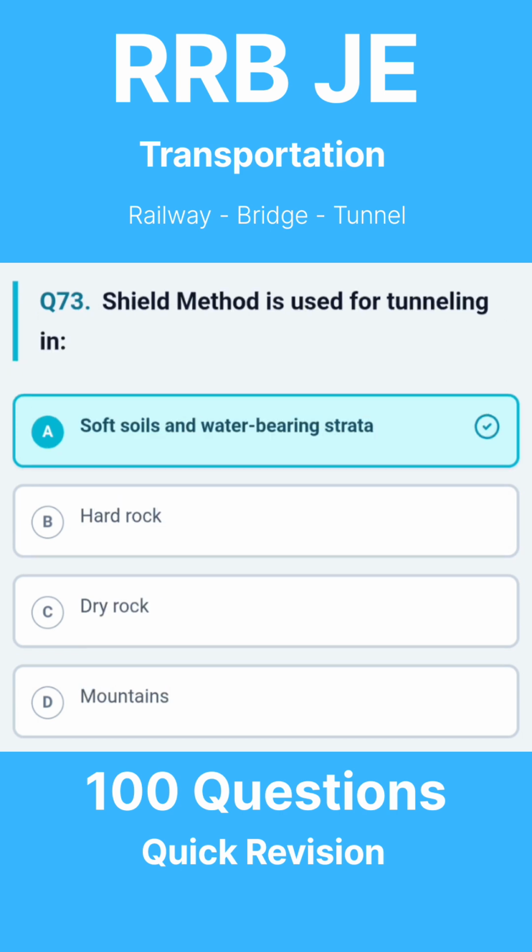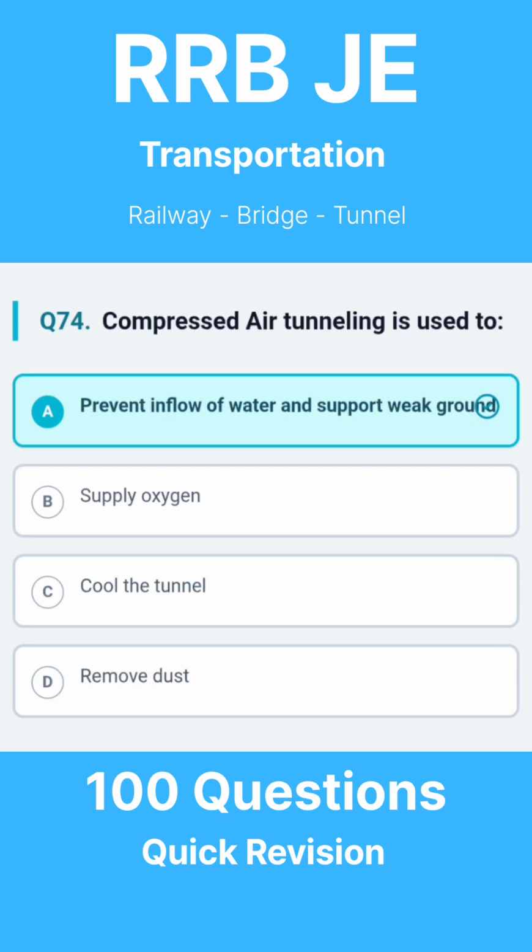Question 73. Shield method is used for tunneling in? The correct answer is soft soils and water-bearing strata. Question 74. Compressed air tunneling is used to? The correct answer is prevent inflow of water and support weak ground.